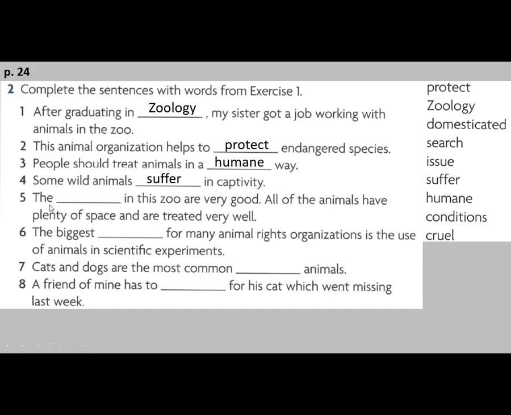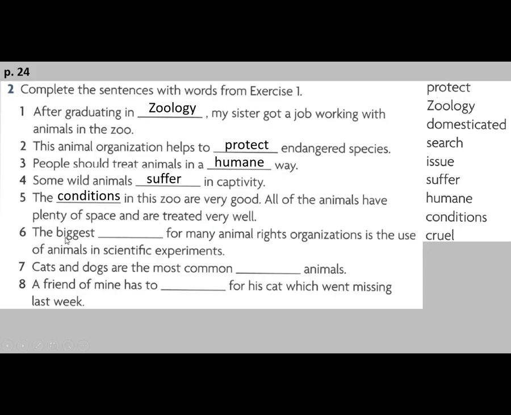And if you look at number 5, something in the zoo, oh, this is plural. Some things in the zoo are very good. All of the animals have plenty of space, treated well. So probably conditions, yeah. Plural, because this is also plural. And if you remember, conditions means the situations in which somebody lives or works. So these are the situations. All of the animals have plenty of space, a lot of space, and they are treated well.